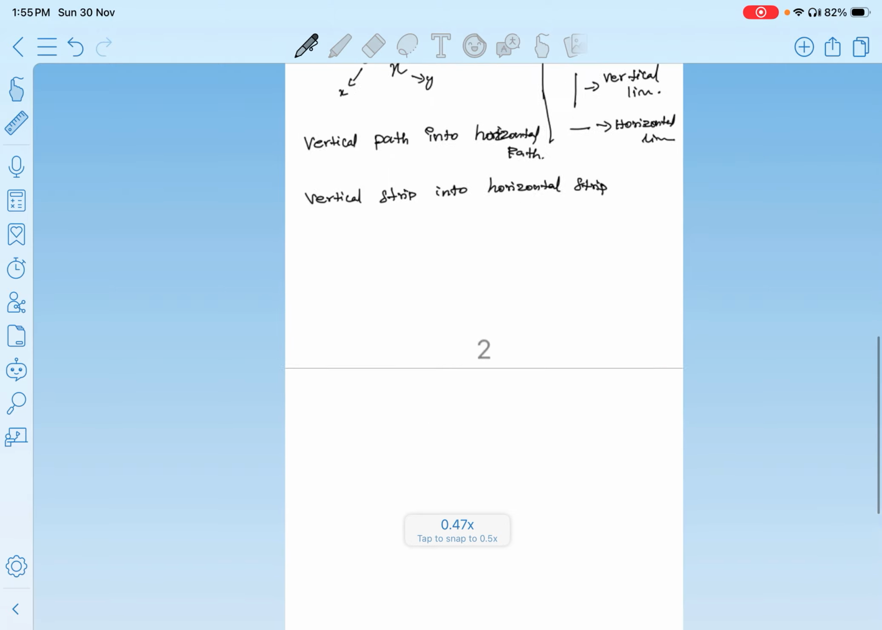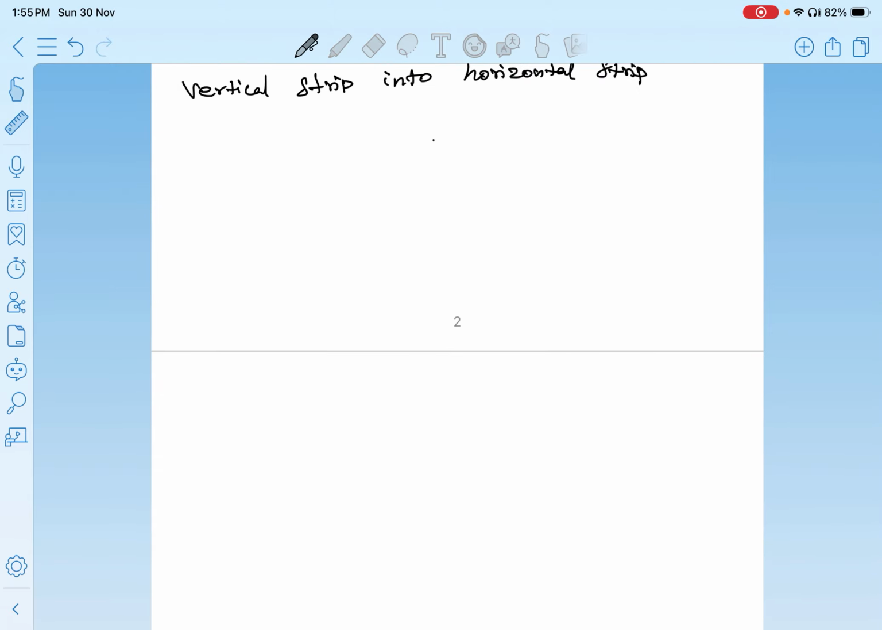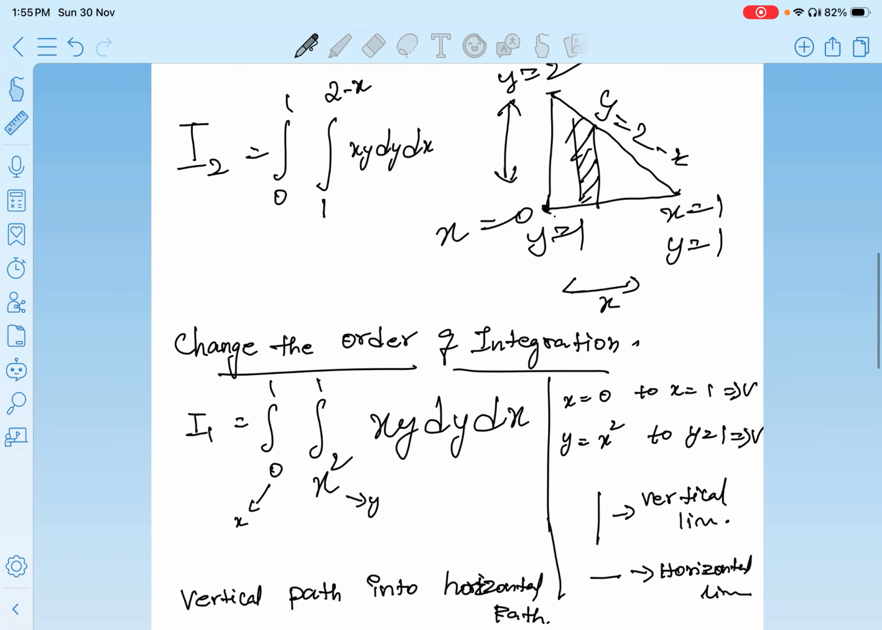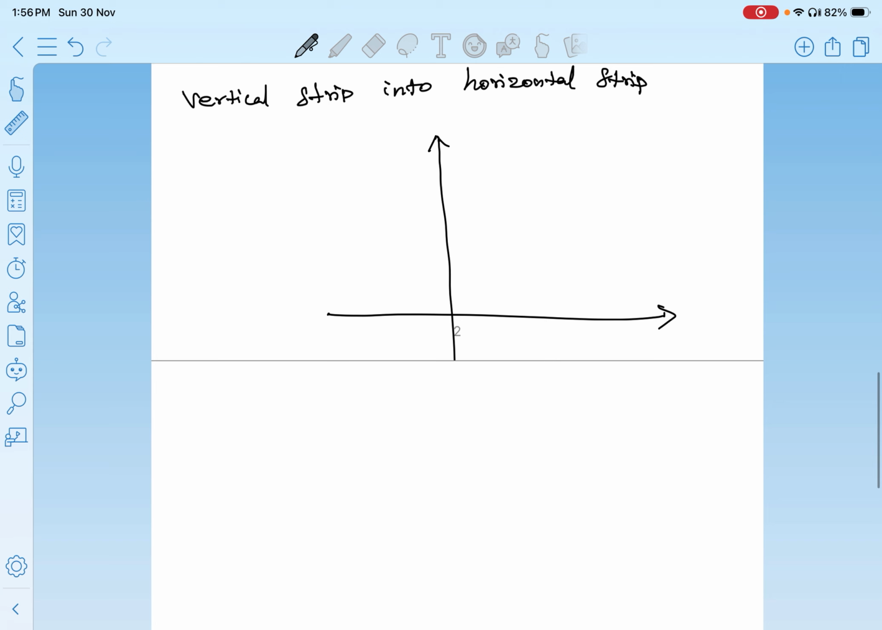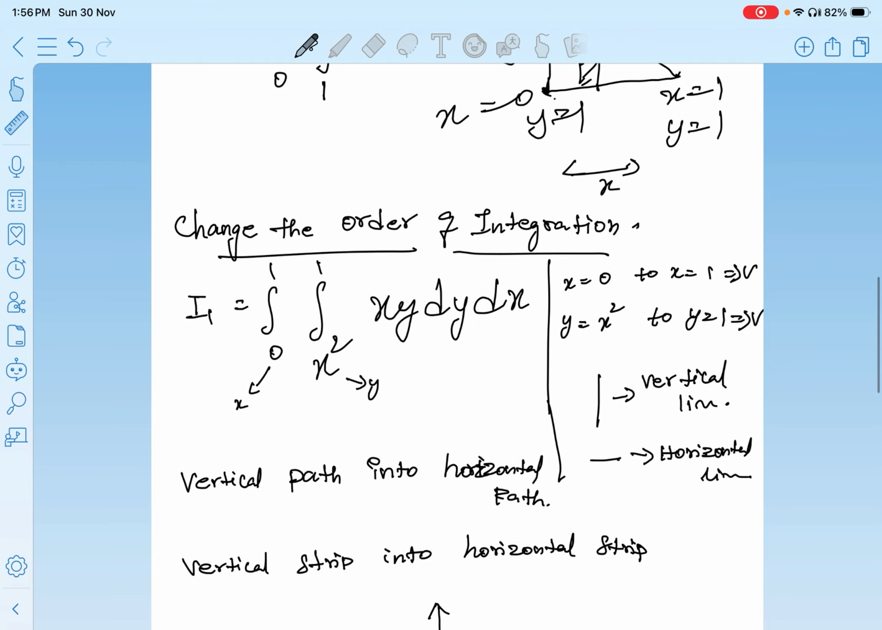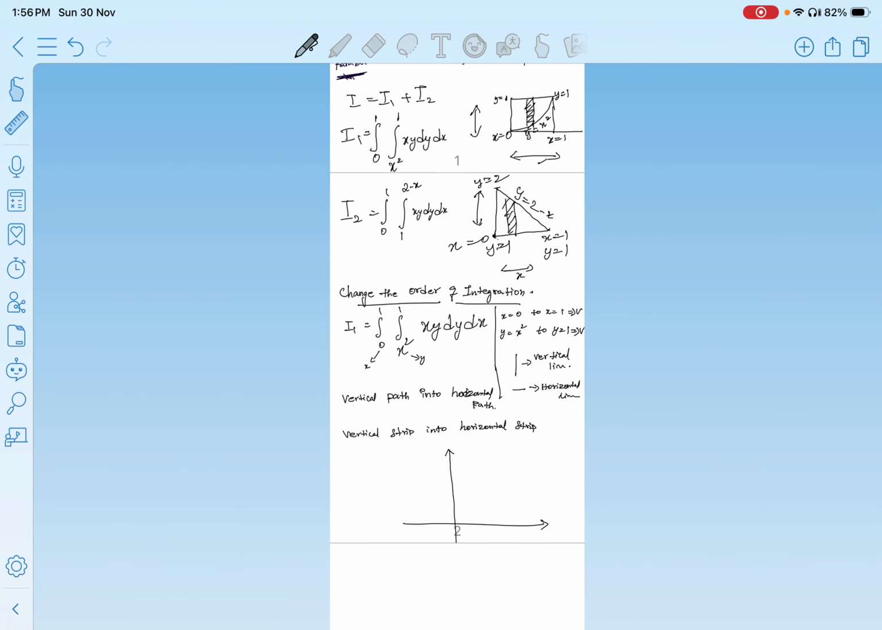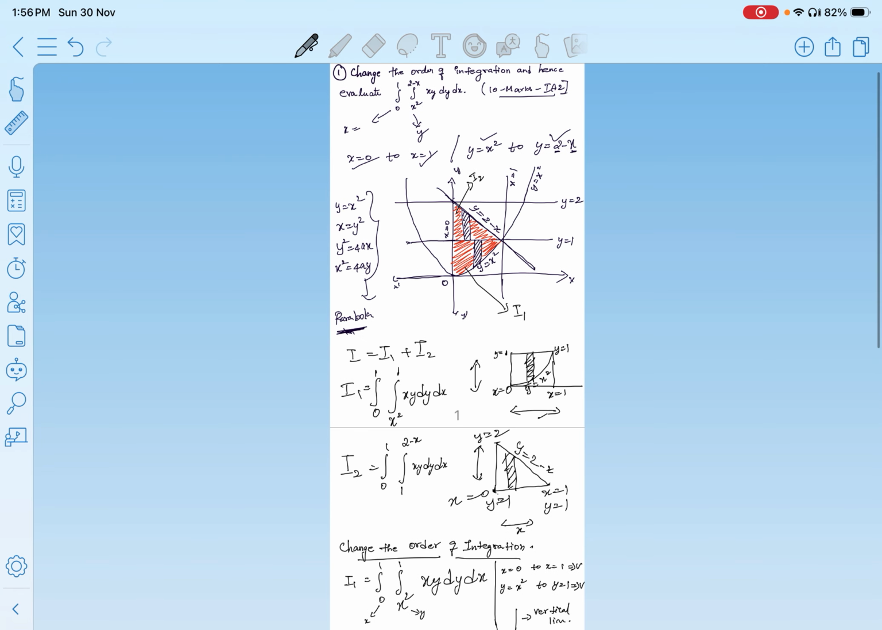So this is the correct order. Now I am going to draw a new figure after the changes. A new figure. Okay. Same. What are the values we have? We can mark all the things. So x equal to 0. So this line represents your x equal to 0, and x equal to 1. So where is the x equal to 1 line? So this is your x equal to 1 line, right?